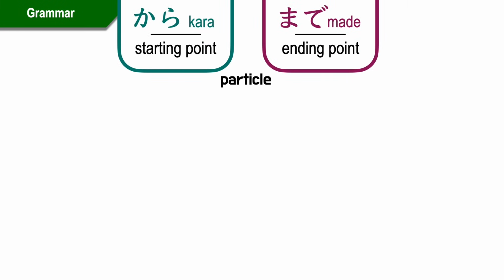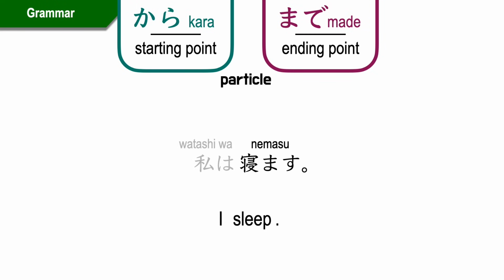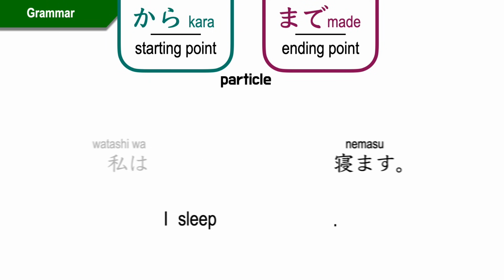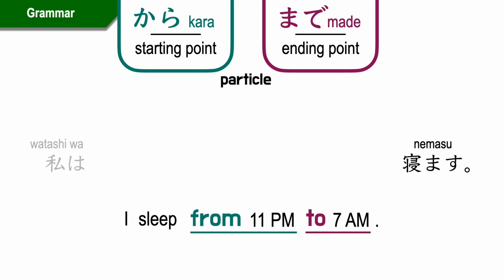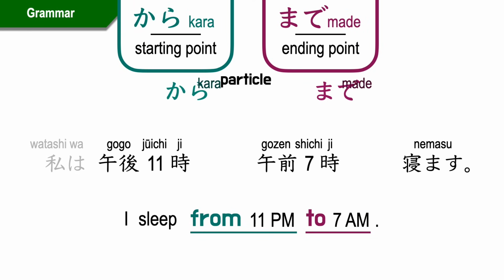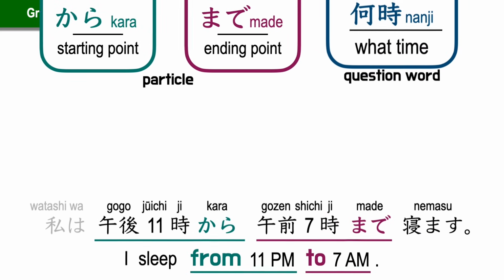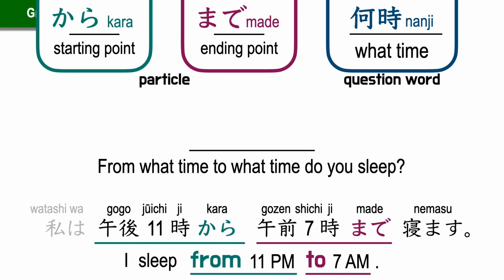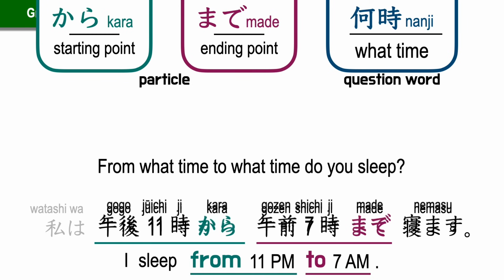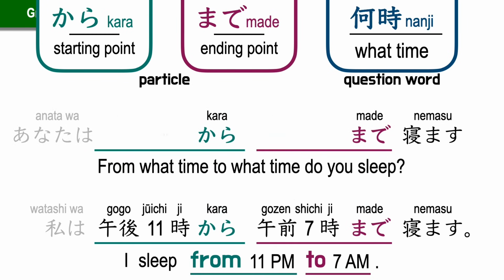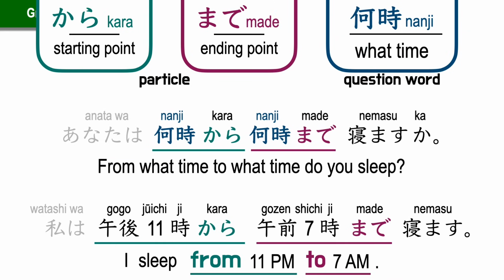Let me teach you two more particles. から and まで. I sleep, 寝ます. I sleep from 11 p.m. to 7 a.m. 午後11時から午前7時まで寝ます。From what time to what time do you sleep? 何時から何時まで寝ますか?